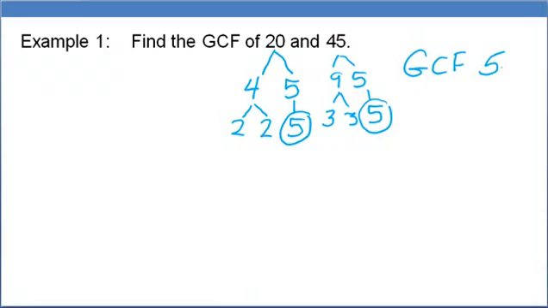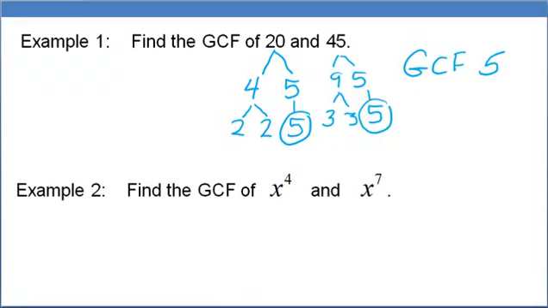is 5. Next, we'll find the GCF of some variable terms, x to the 4th and x to the 7th. For this first problem, we'll write them out. So if we write out x to the 4th, it's 4 copies of x. And x to the 7th would be 7 copies of x. And then we will pick the part that's the same. So we have x in each one.